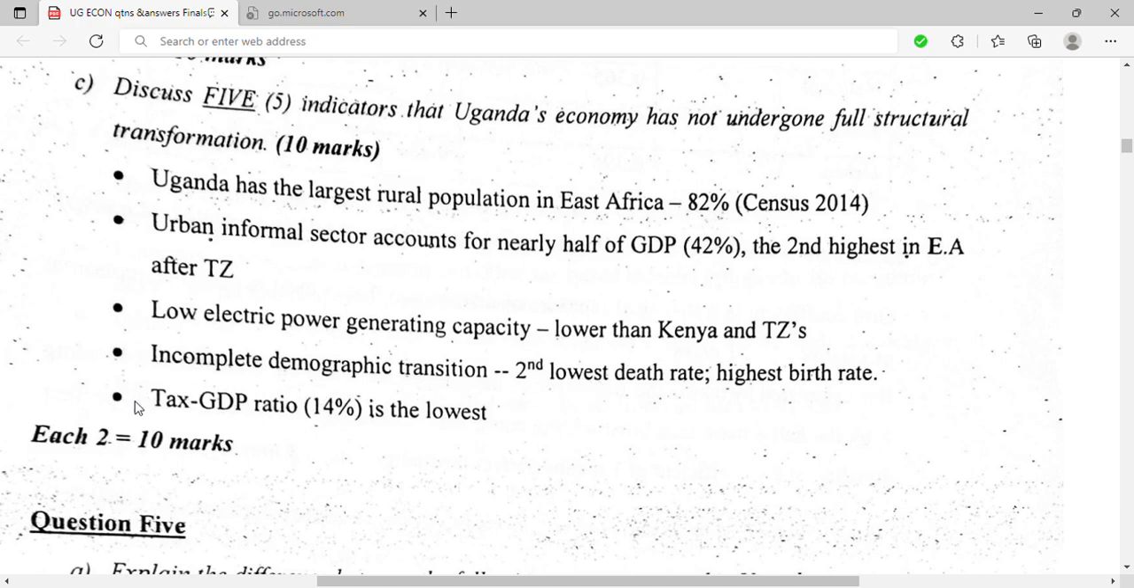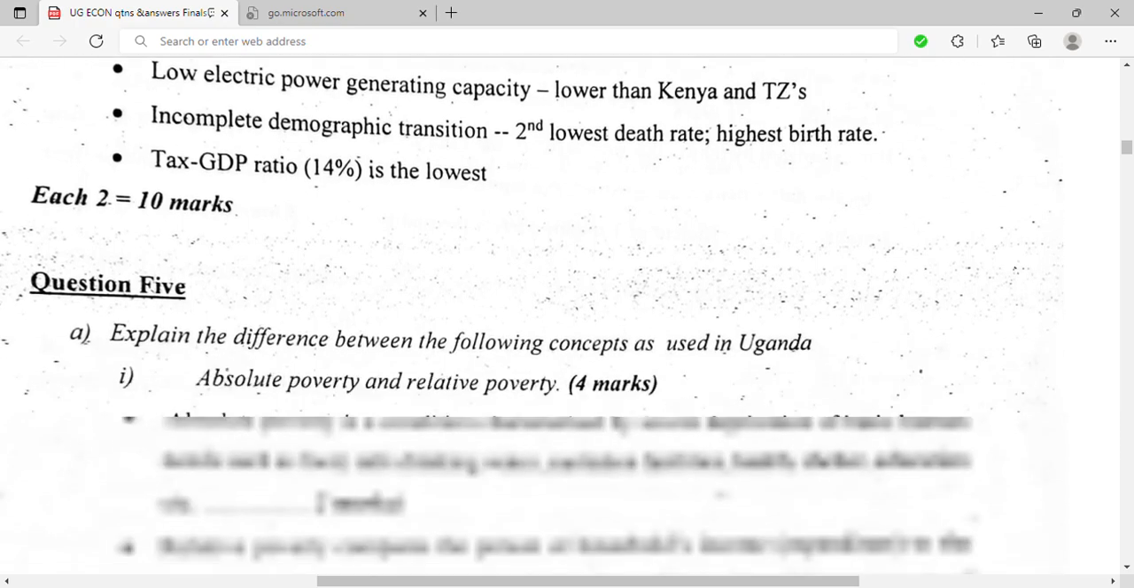Then our tax to GDP ratio is 14%, which is the lowest. The normal one is supposed to be 18%. But ours is 14%, and it's the lowest in the East African region. So those are the 5 indicators that show that we did not undergo full structural transformation of the economy. Then let's look at another question.